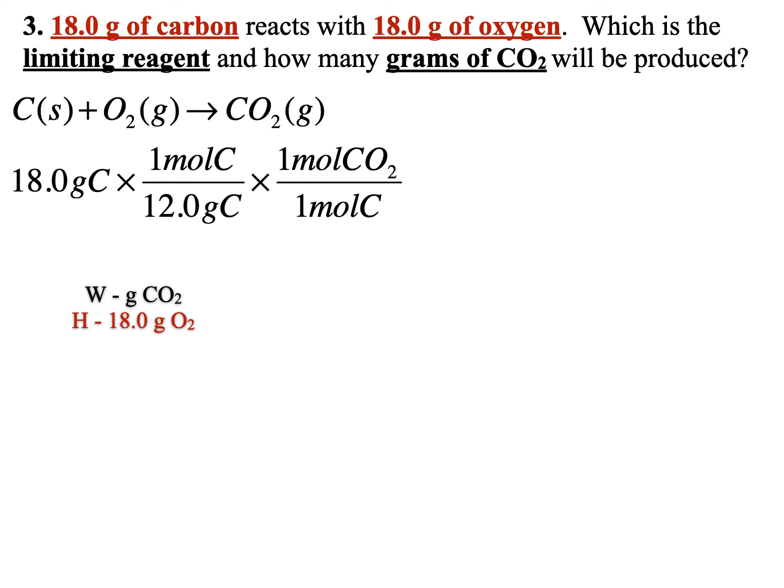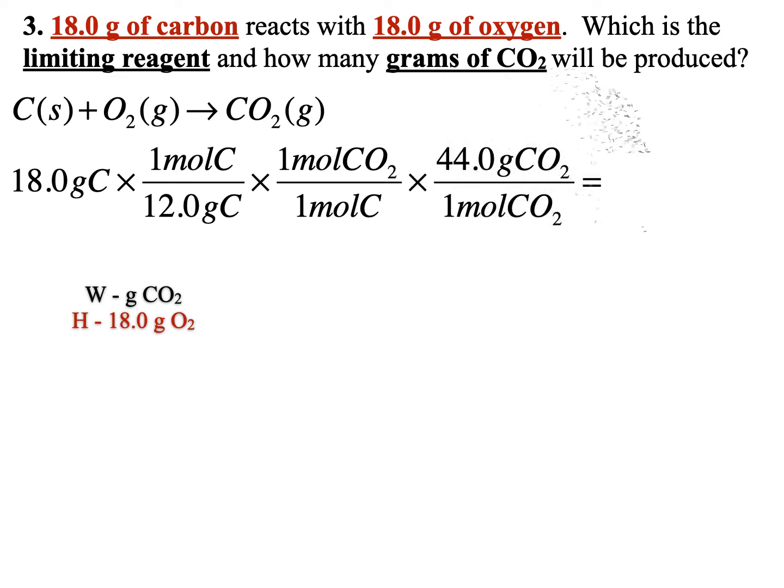And the last step is I want grams of carbon dioxide, so the molar mass of carbon dioxide is 44.0 grams. And I do my math, 18 times 44 divided by 12 gives me 66.0 grams of carbon dioxide. What that means is if I use all 18 grams of carbon, I'll make 66 grams of carbon dioxide.